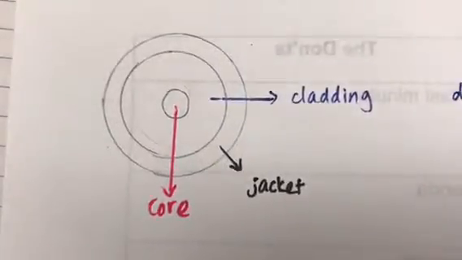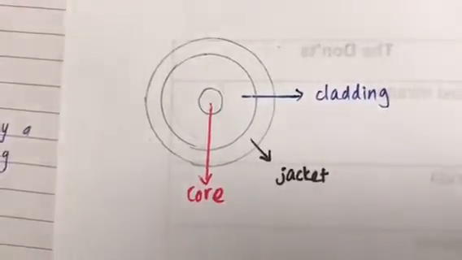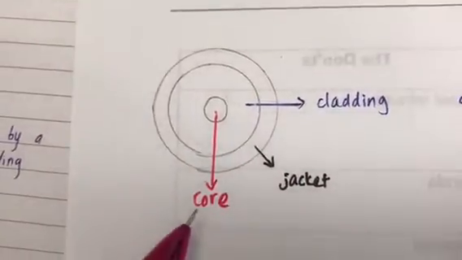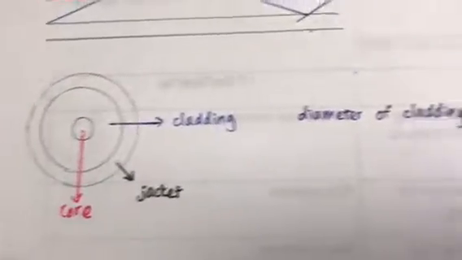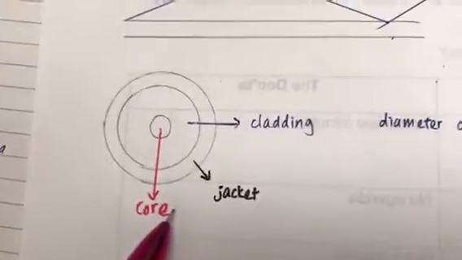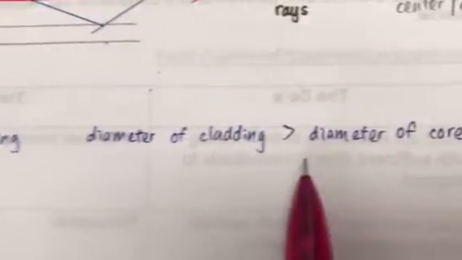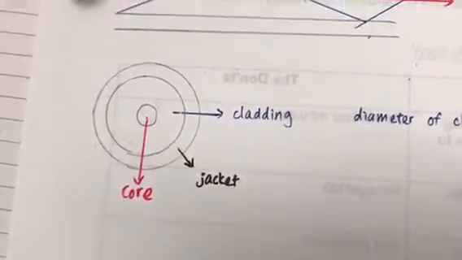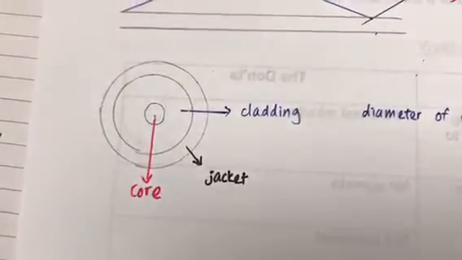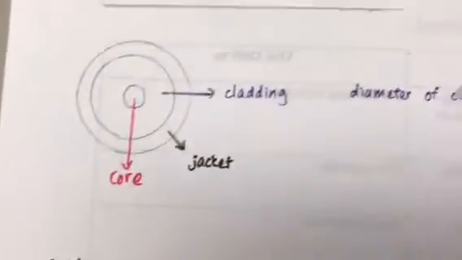And now let me give a brief about what an optic fiber is. Generally, optic fiber has three main parts, which are core, cladding, and jacket. Normally, the light will propagate inside the core, and the diameter of the cladding will be greater than the diameter of the core. And there are two modes for light to propagate in fiber optic. That is single mode and multi mode.